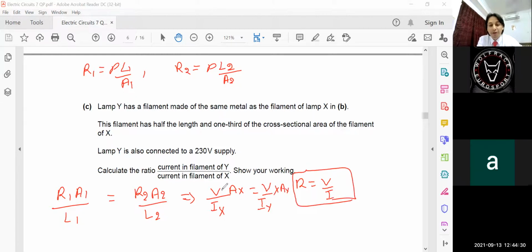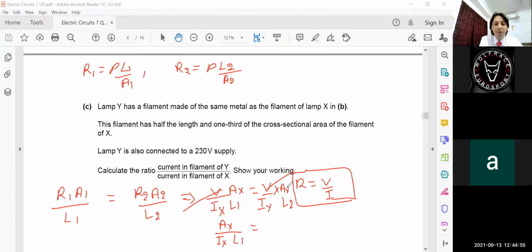Now V will be cancelled out here. Sorry, L1 will be here and L2 will be here. V is cancelled on both sides. Now you have to simplify. Put all values here. AX I will keep same. IX ratio I have to calculate, I will keep IX same. L1 I'm not going to change. I will do the changes in the second case.